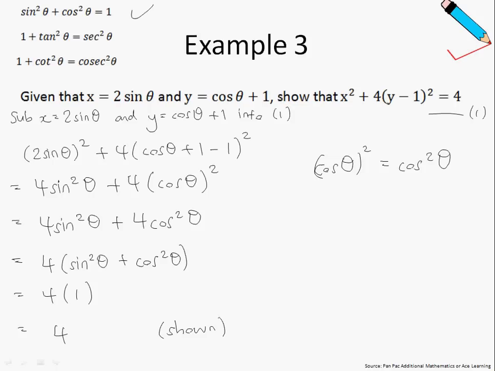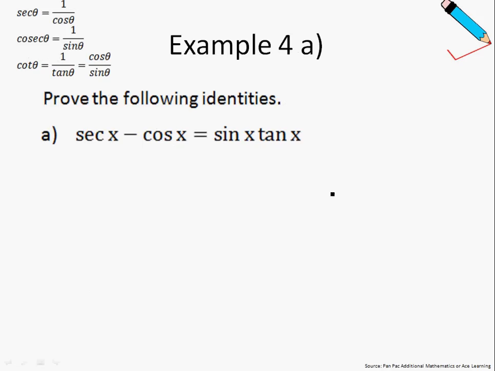Let's move on to the next one. In example 4a, we're asked to prove the following identities. On the left hand side of the equation, I have secant x minus cosine x, and on the right hand side, I have sine x multiplied by tangent x. For those of you who have forgotten what secant x is, it is the function that you see on the top left hand corner of your screen.